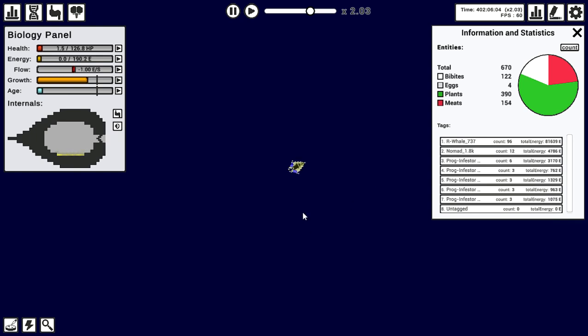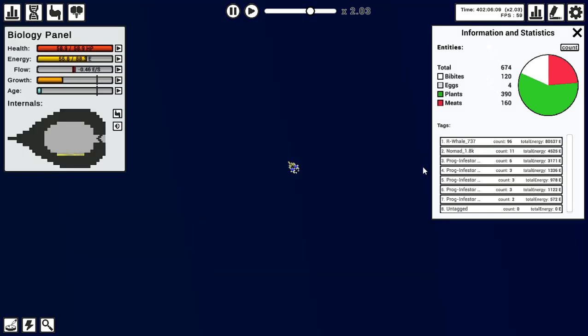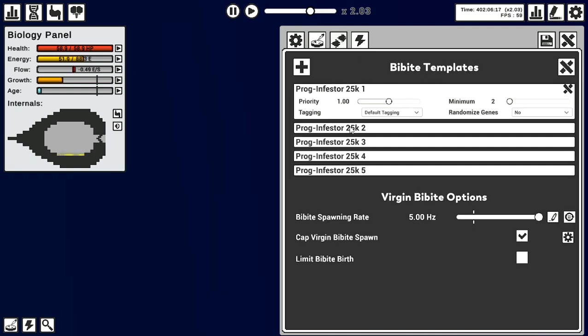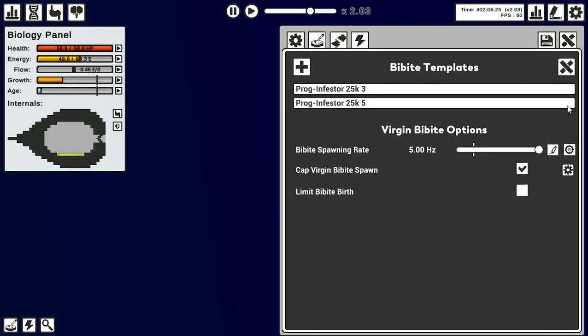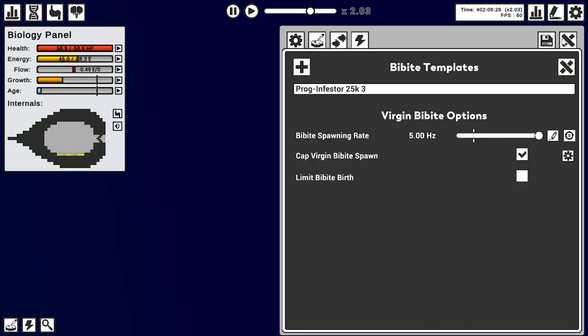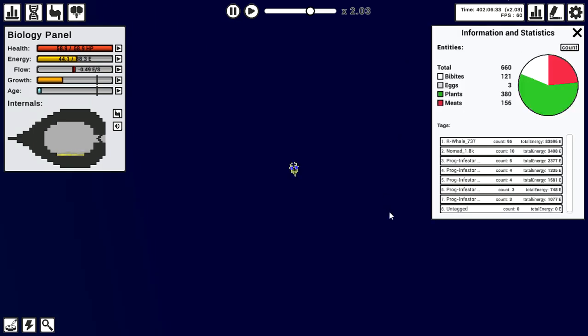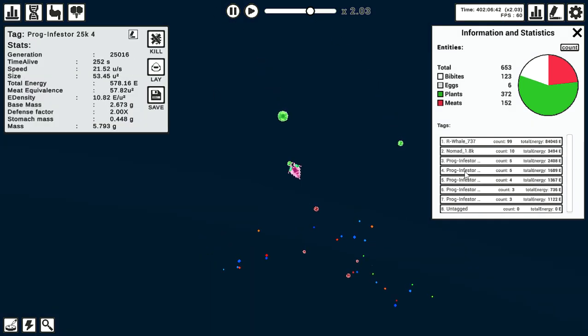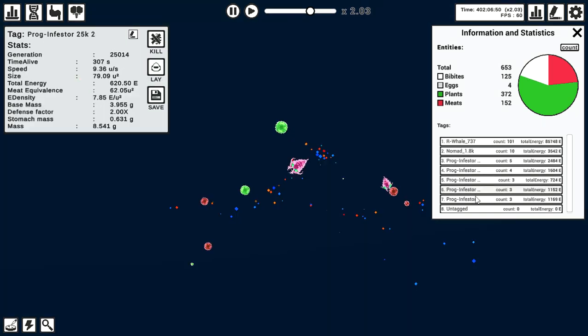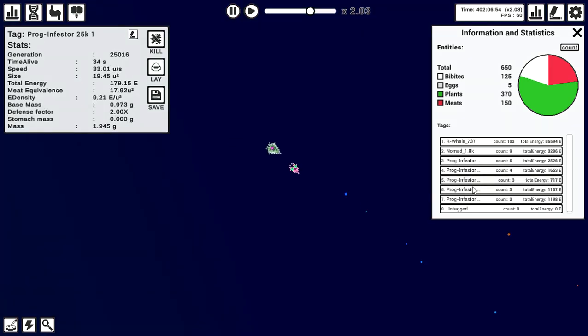There's 13 of them left. That's... rip that guy. I'm going to turn down the progs. Number 1, 2, 4, and 5, but I'm going to keep number 3 because that's the one that did well. Well, 4 is now doing well. 5 is also doing relatively well. Okay, so 3 exploded and then went extinct, is what I'm getting from it.